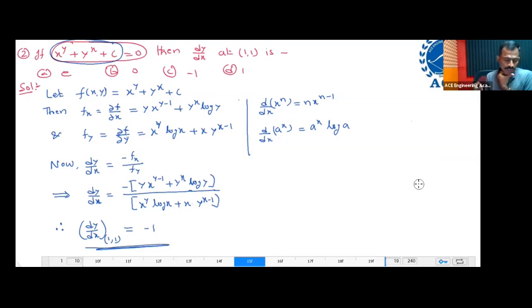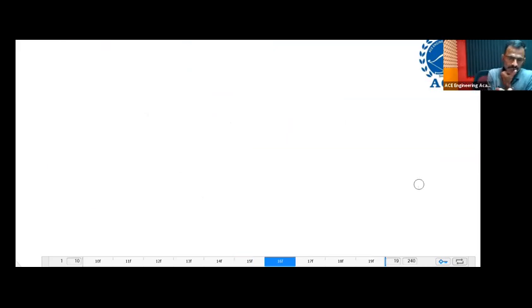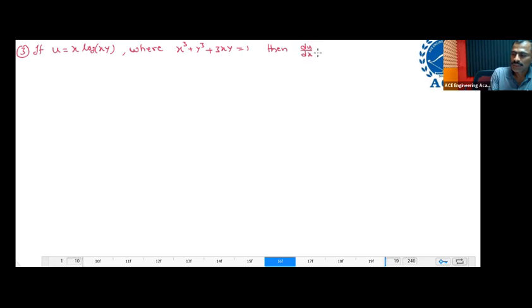Now, let us do problem number 3. If u equal to x into log of xy, where x cube plus y cube plus 3xy equal to 1, then du by dx is.